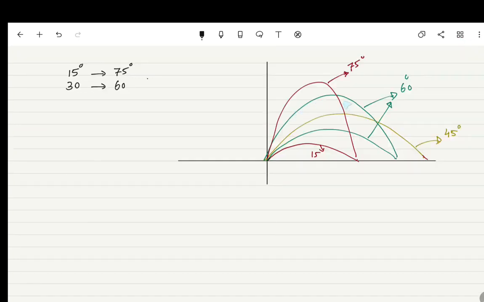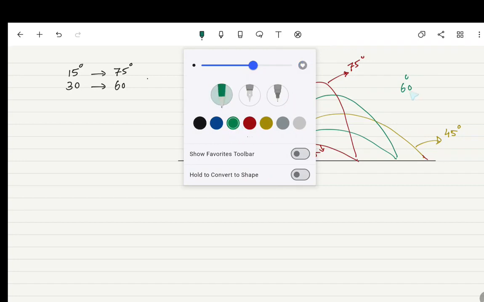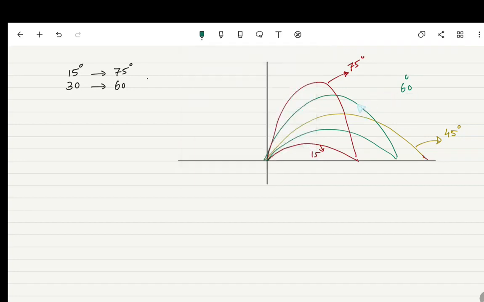This diagram here summarizes what I just mentioned before. As you can see here, 15 is the same as 75, and this is 30, it's not 60 by the way. This one is 60, and this one is 30 degrees. And as we can see here, the maximum range we obtain is when we fire the object at 45 degrees.